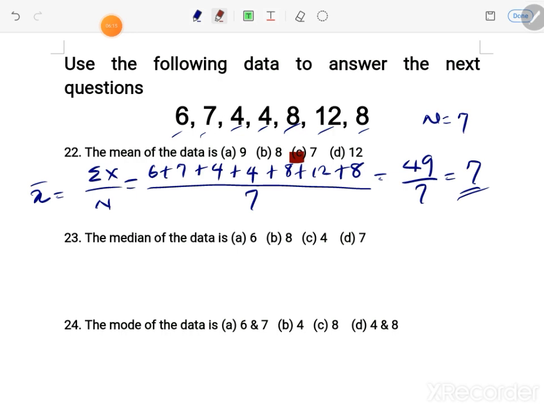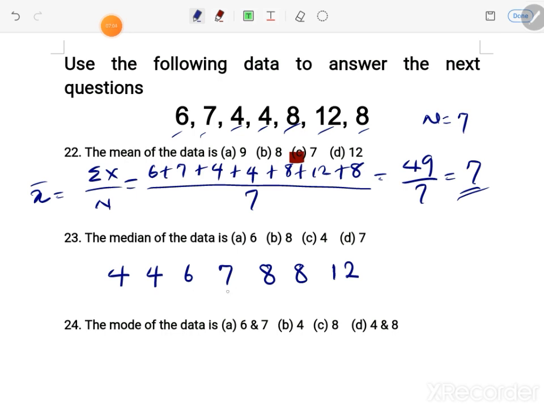Now, question number 23 here. The median of the data is what? So, to find the median here, you notice that these numbers are not arranged in ascending or descending order. So, there is need for us to arrange the numbers again, either in ascending order or descending order. We are going to do that in ascending order for this class. So, we have 4, which is the lowest number. We have 2 4s there. After 4, we have 6. Then we have 7. We have 8, and then we have 12.